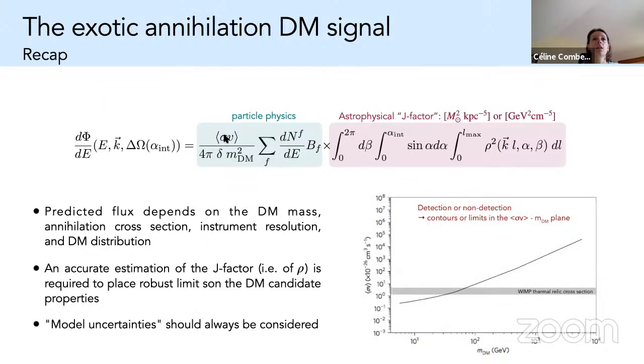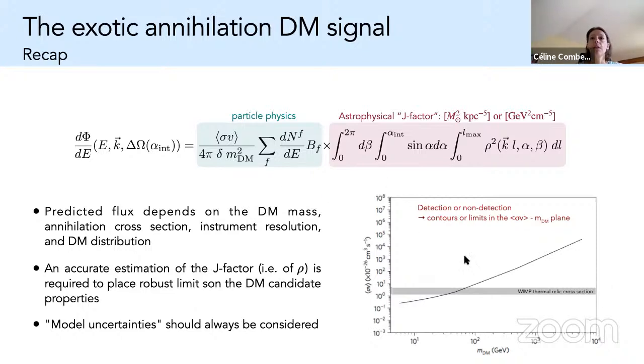you can go ahead and place limits or contours, depending on whether you have an excess or not in your gamma ray data, in the plane of the annihilation cross-section versus mass of your candidate, and compare this to the thermal relic cross-section that you expect from the early universe.